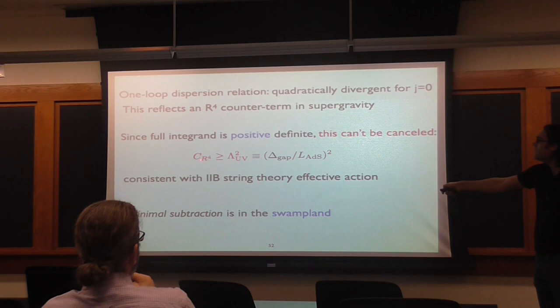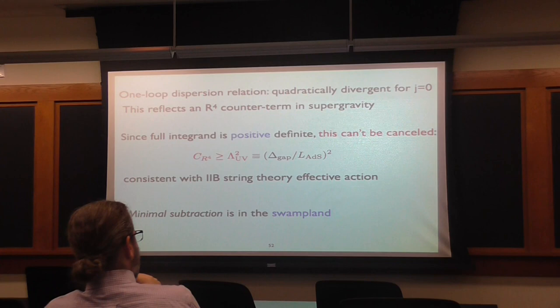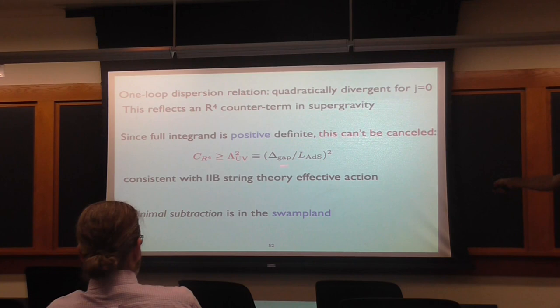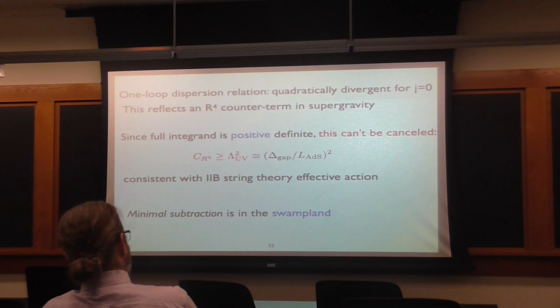So in flat space units, that means that the quotient is at least as big as one over alpha prime. Sorry, one over alpha prime. And indeed, in type IIB string theory, it's one over alpha prime to the three halves. So it's consistent with the type IIB string effective action. But this is really a direct proof that if you try to do minimal subtraction, you will end up in a swampland. This R^4 contact term has to be at least as big as the gap. That's at least one non-perturbative thing we can say about these theories of gravity.